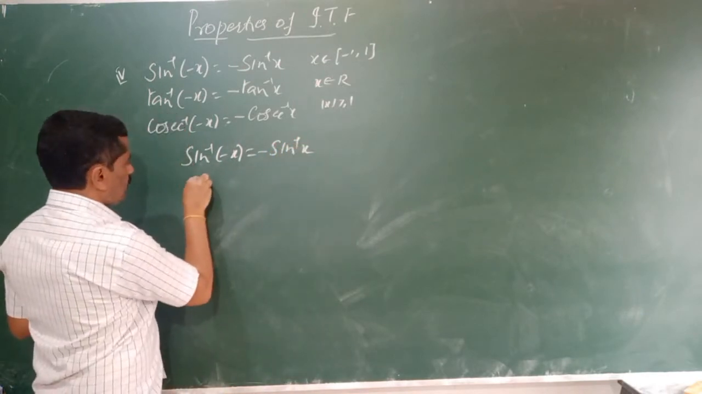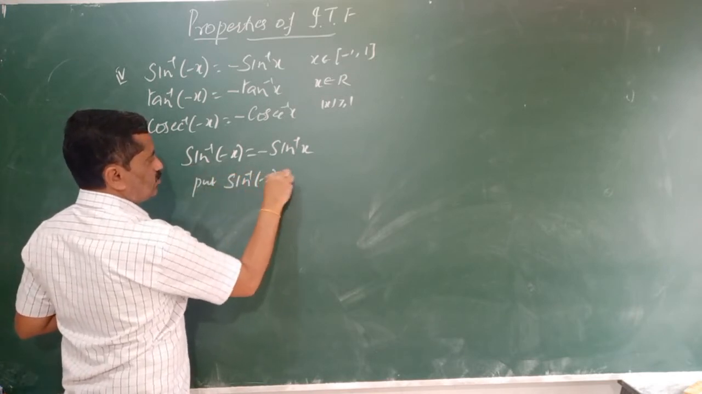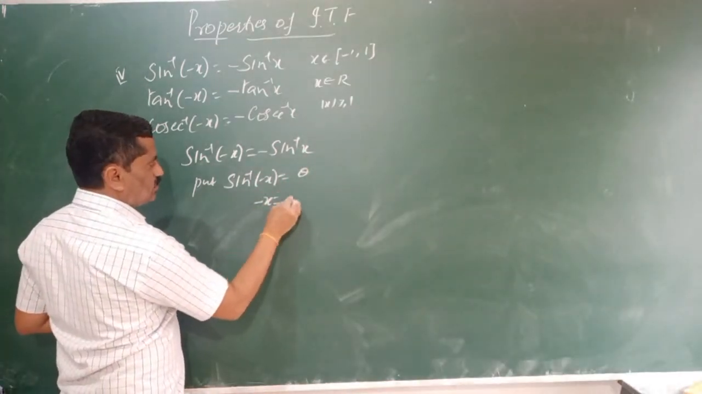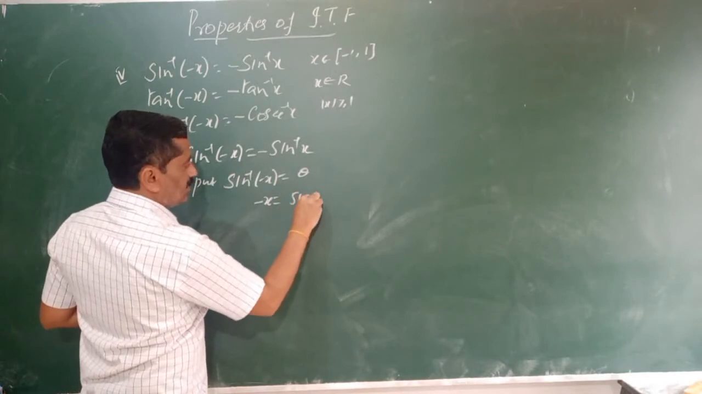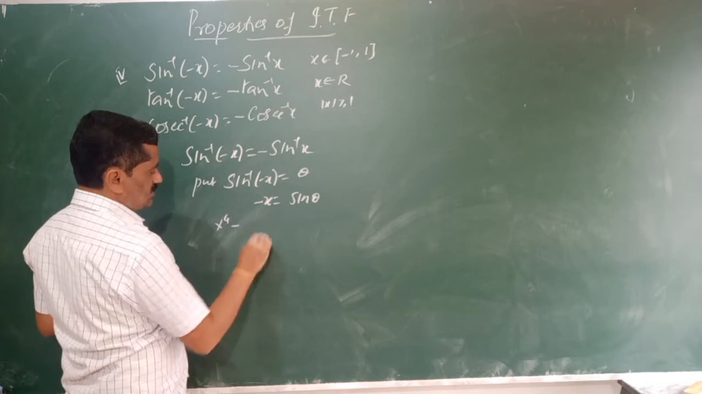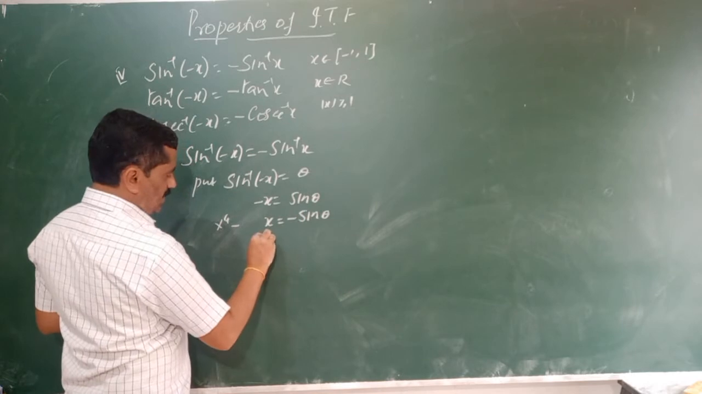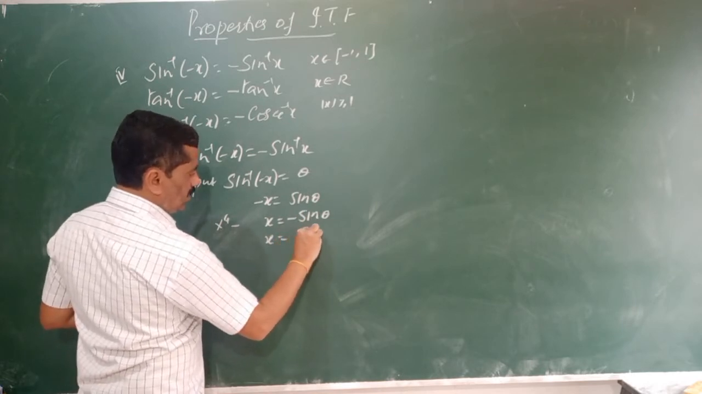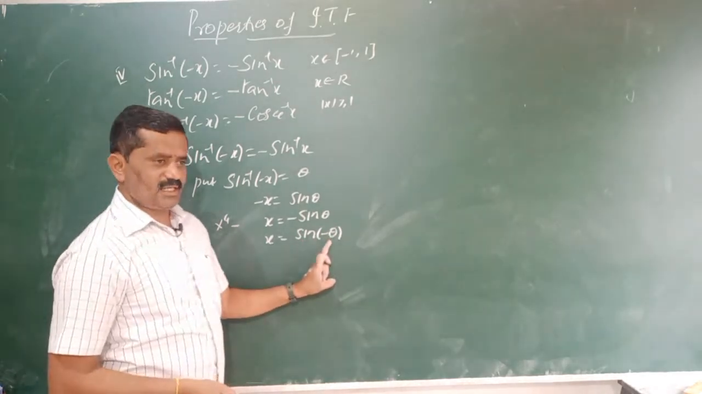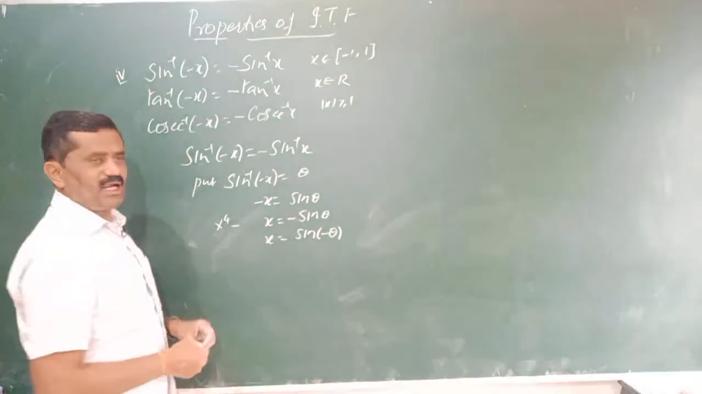Again put sin inverse of minus x equals theta. So therefore what is minus x? Minus x is equal to sin theta. So multiply by minus. Therefore x is equal to minus sine theta. Again, x is equal to sine of minus theta, since sine of minus theta can be written as minus sine theta. Already it was learnt earlier.